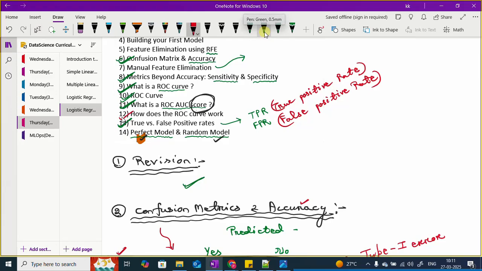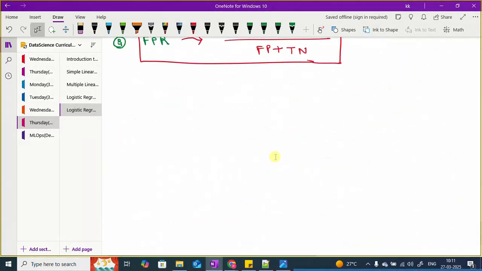Now 12. Sorry. Let me change the color. Now 12. How does ROC curve work? Okay. How does ROC curve work?